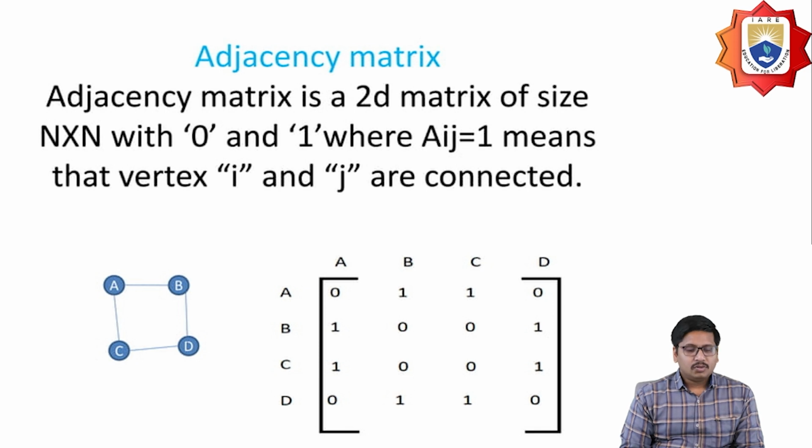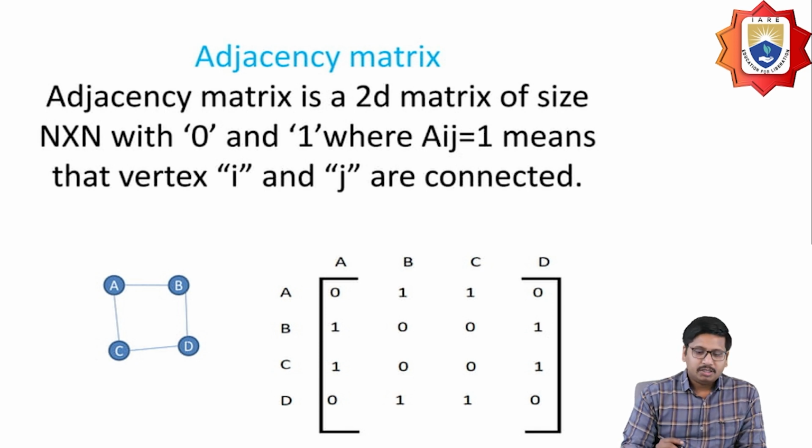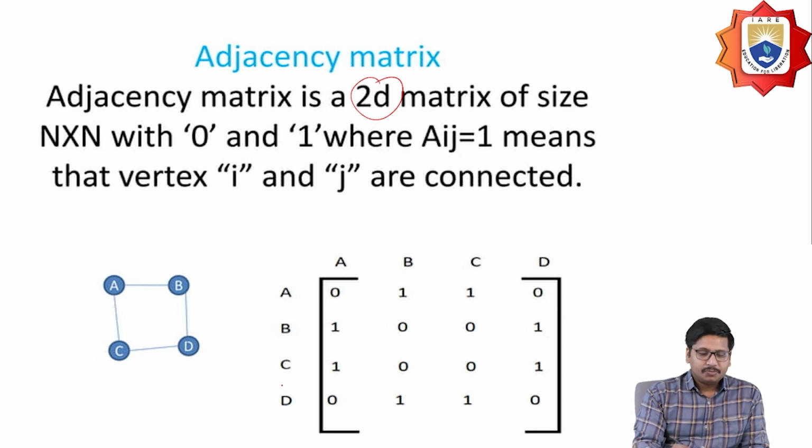So let us consider. An adjacency matrix is a two-dimensional matrix, a 2D matrix of size n by n, with 0 and 1, where a[i][j] equal to 1 means there is an edge from i to j. So this is the graph we are having. In this graph, I have an edge from A to B, so it should be 1, and similarly A to C.